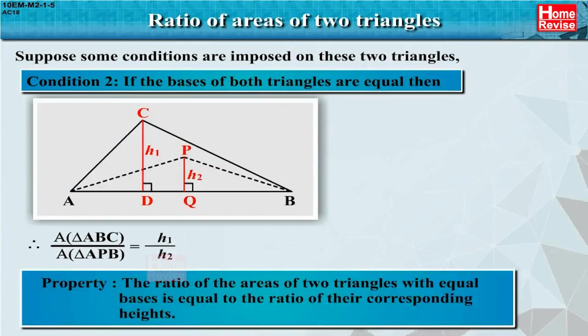Property. The ratio of the areas of two triangles with equal bases is equal to the ratio of their corresponding heights.